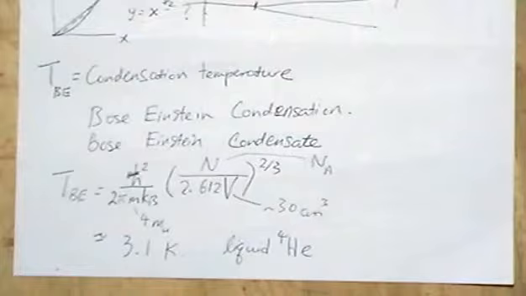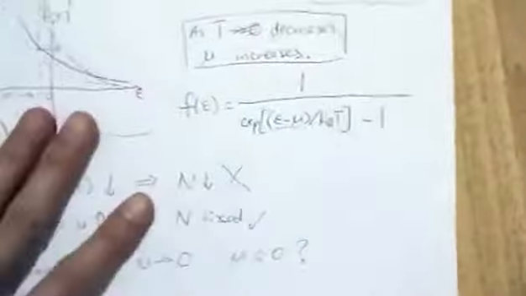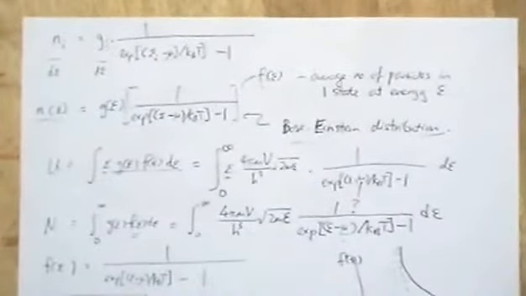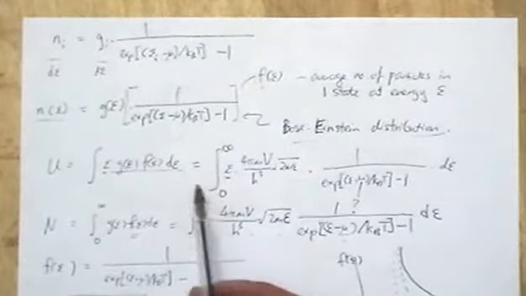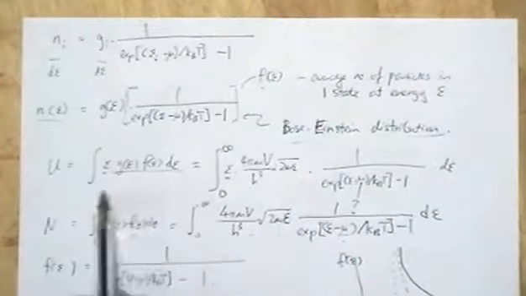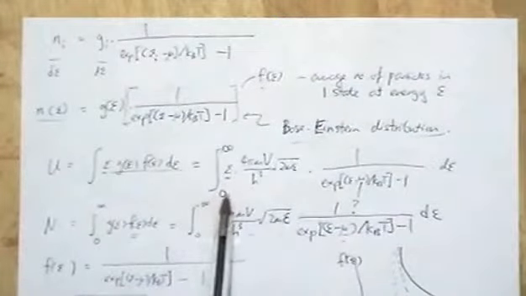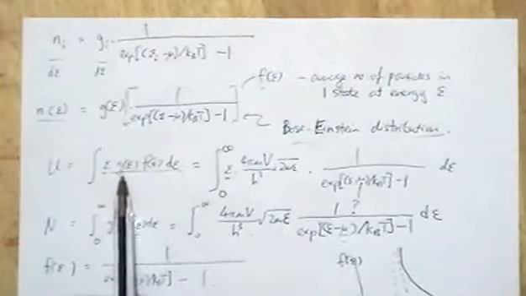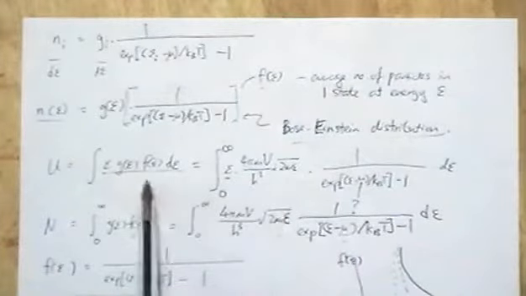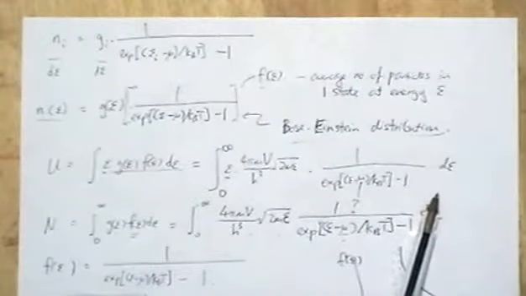Okay, now we are finally ready to calculate the total energy. So let's look at the total energy expression again that we wrote down just now. Now the total energy expression is given here from this formula. We have written down the density of states expression and the Bose Einstein distribution.